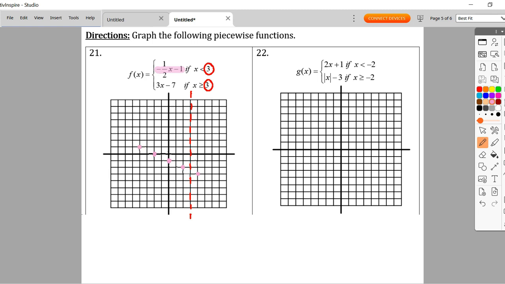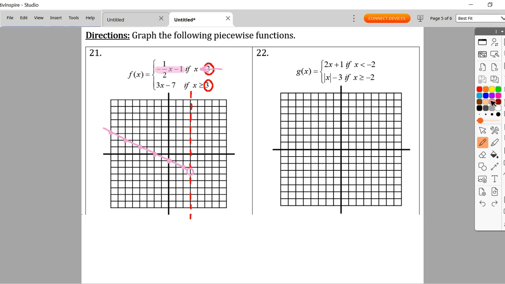Remember, I like to make the inequality into an arrow. Since it's x is less than 3, if I make that into an arrow, it's pointing to the left. So that means I have to erase and replace everything that's not on the left side of my equation. And since it's just less than, I will cut this off at an open circle on my vertical asymptote here. And again, erase the right side.